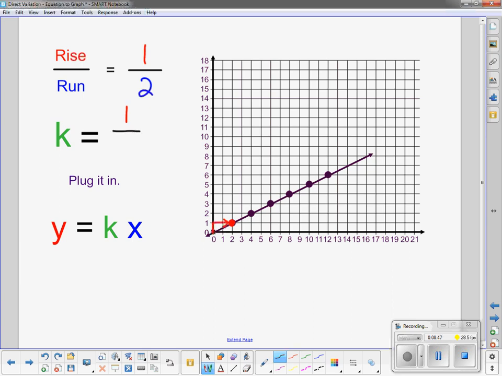When I plug it into my direct variation equation, I get y equals, instead of k, I'm going to use that fraction, 1/2 x. And that is how you convert from an equation to a graph or from a graph to an equation.